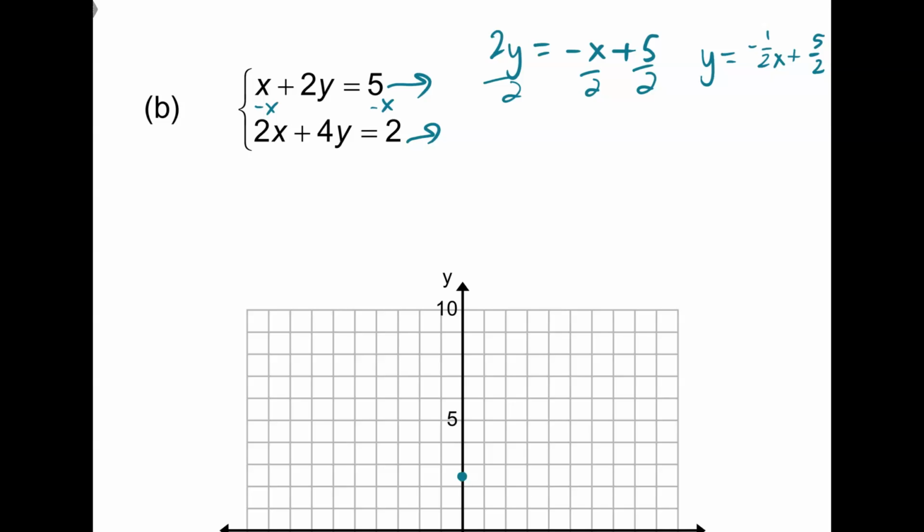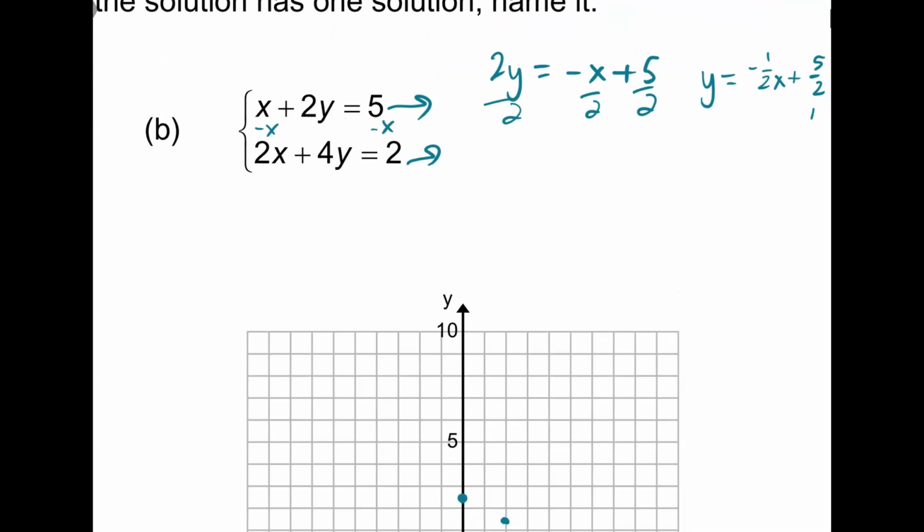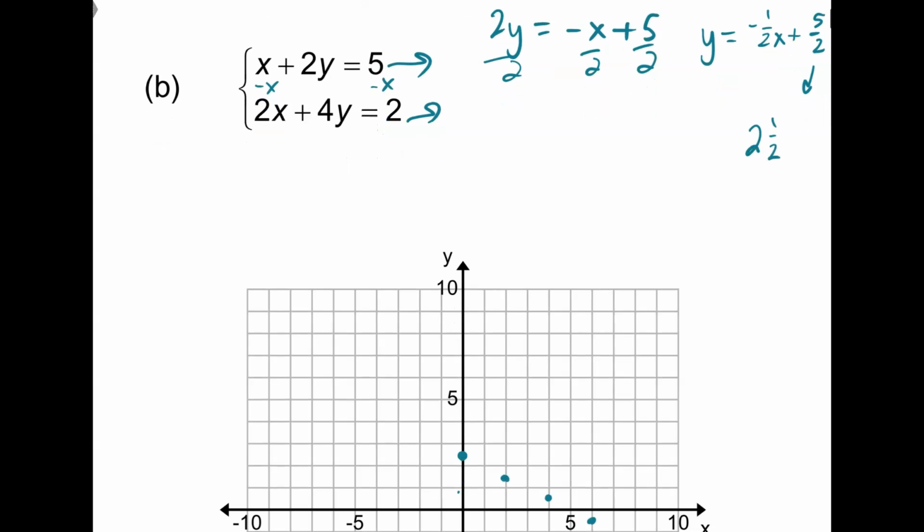And then I have a slope of negative 1/2. So down 1 to the right by 2. Down 1 to the right by 2. So 5 halves is the same as 2 and 1/2, so it's at 2 and 1/2.